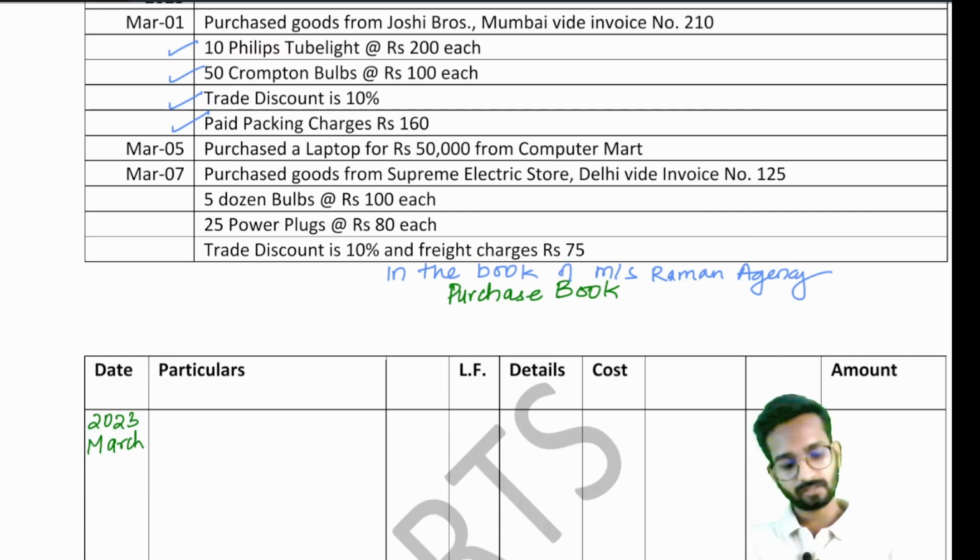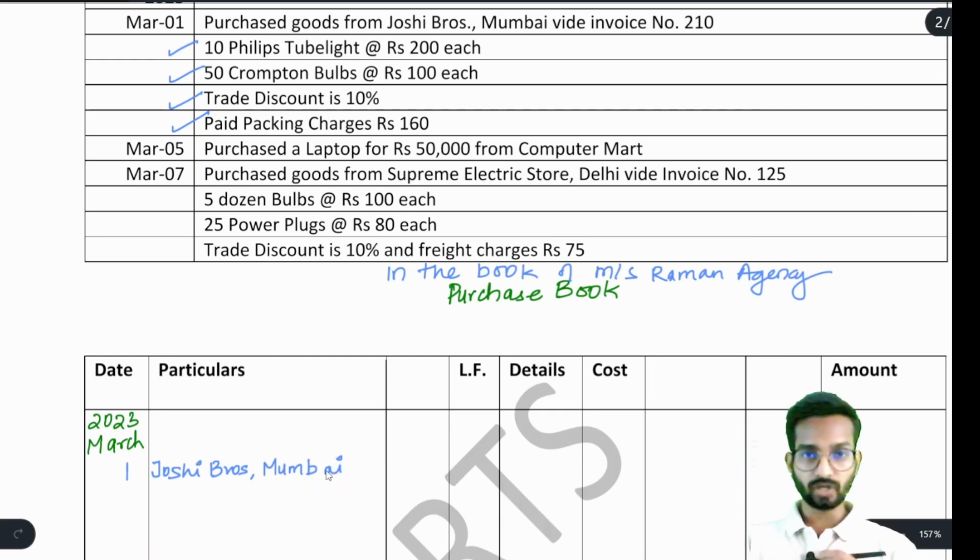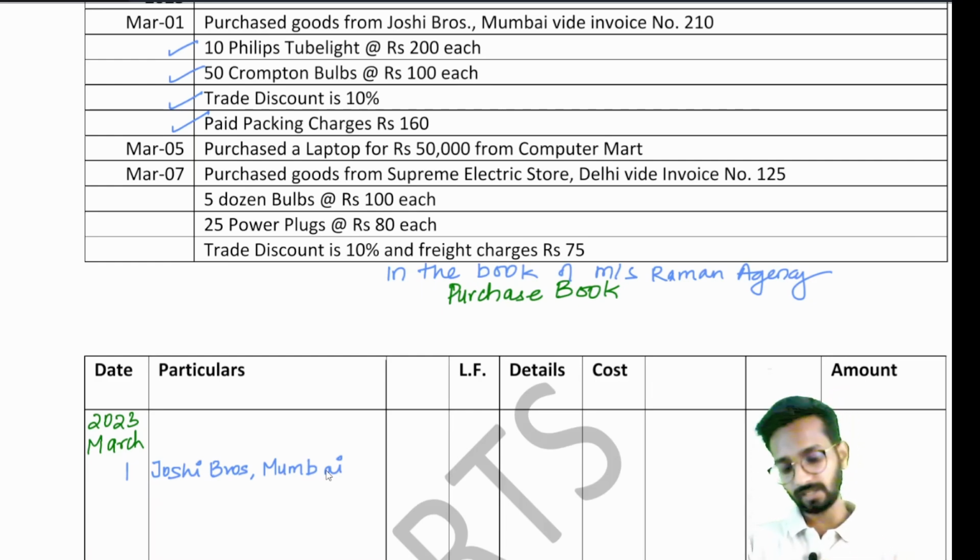Now we will write on March 1st, the transaction here is from Joshi Bros. So first we will write the name of the party from whom we have purchased on credit, Joshi Bros, Mumbai. Remember this thing, we have purchased goods on credit. It means Joshi Bros have become our creditor. Creditor means they have become our liability.